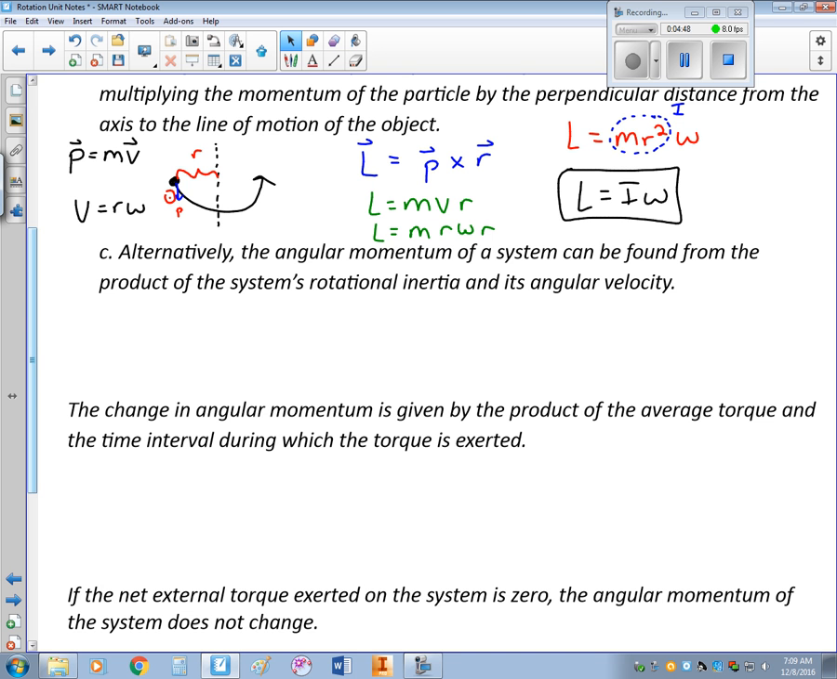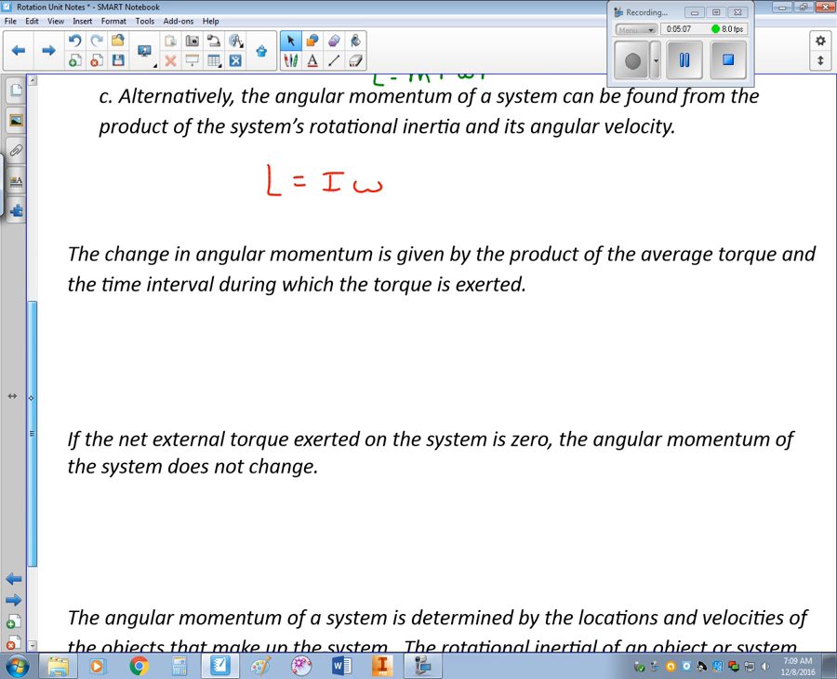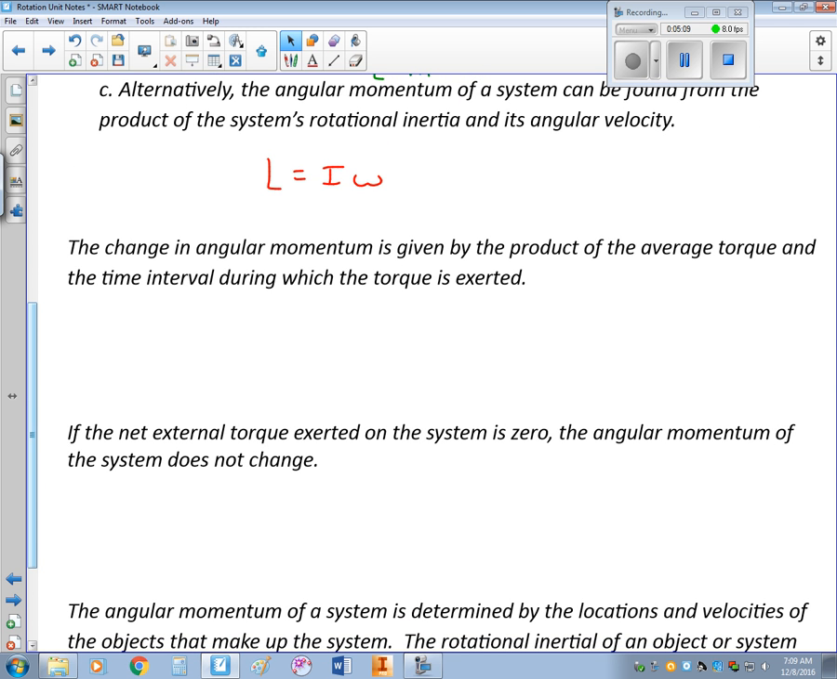Alternatively, the angular momentum of a system can be found from the product of the system's rotational inertia and its angular velocity. That's the one we've already been talking about. The change in angular momentum is given by the product of the average torque and the time interval during which the torque is exerted. So another way of finding angular momentum basically means that we can take the torque and time.